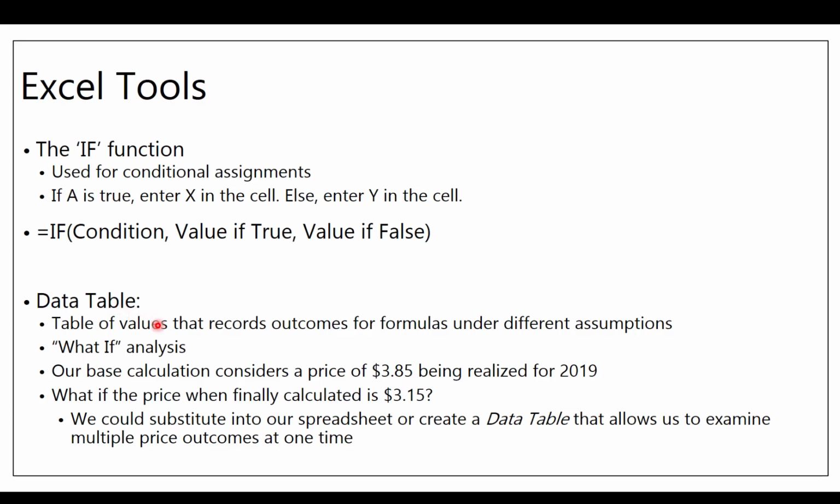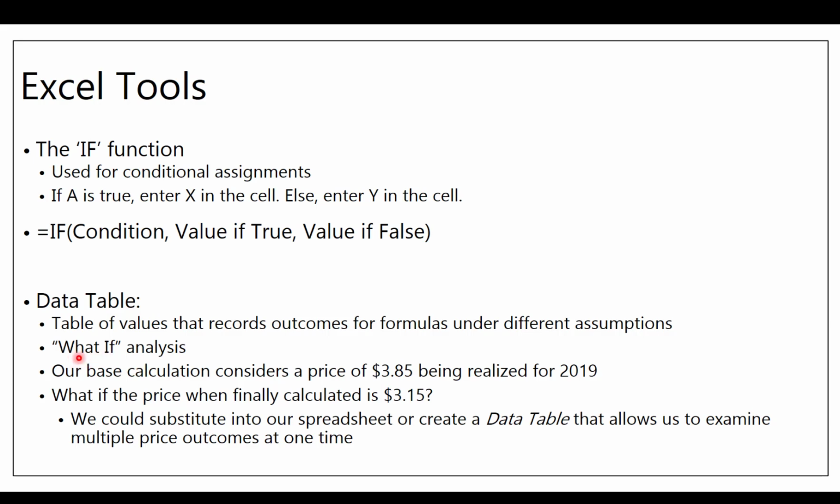So what we're going to do is use the data table function. It basically takes a table of values and says what are the things that you want to make adjustments to, like in our case prices, and lets you look at a series of prices and calculates for you over and over what the formula would be. In this case, what would the payment be if the price was not $3.85 but $3.50, $3.25, $3? We don't want to keep plugging in values in our spreadsheet and recording all those. We want it all done at once, and that's what the data table does.